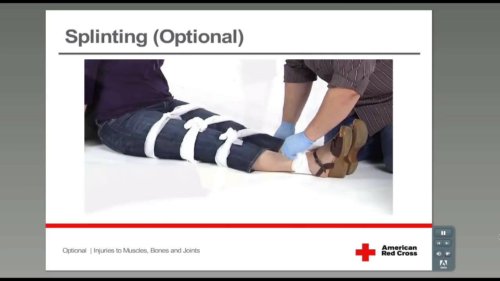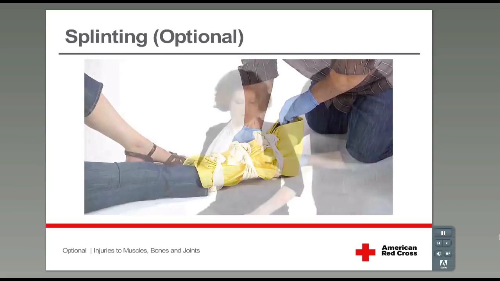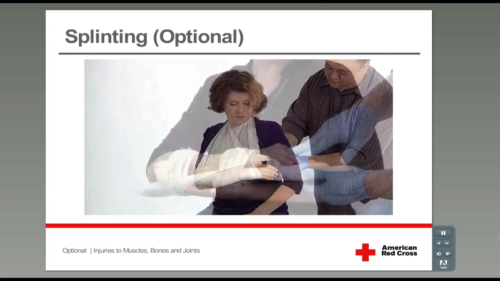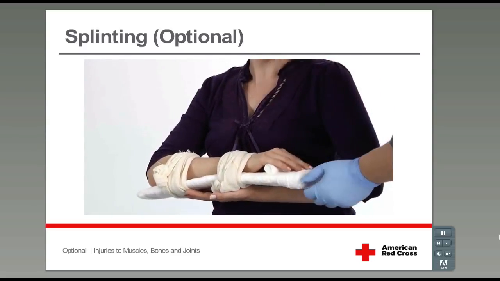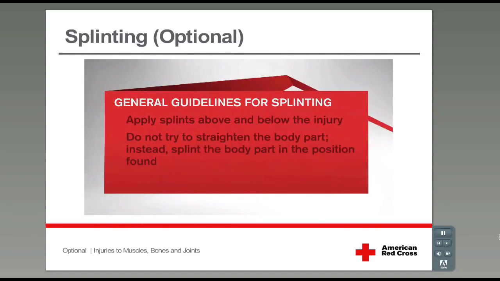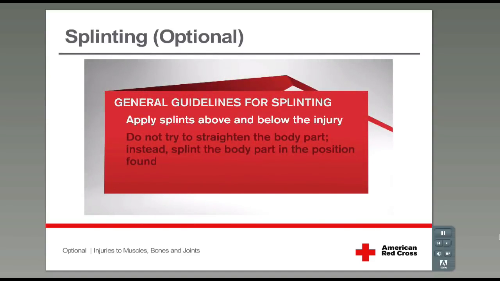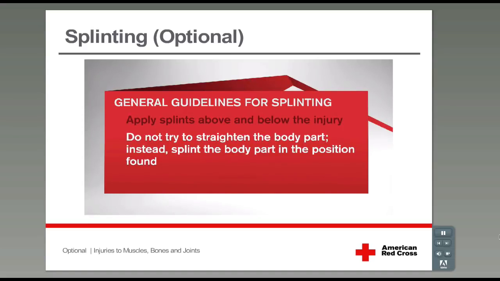Splinting should only be used if you need to move or transport the person to seek medical attention, and if it does not cause more pain. Two things to remember when working with splints. Apply splints to immobilize the areas above and below the injury. Do not try to straighten the body part. Instead, splint the body part in the position found.